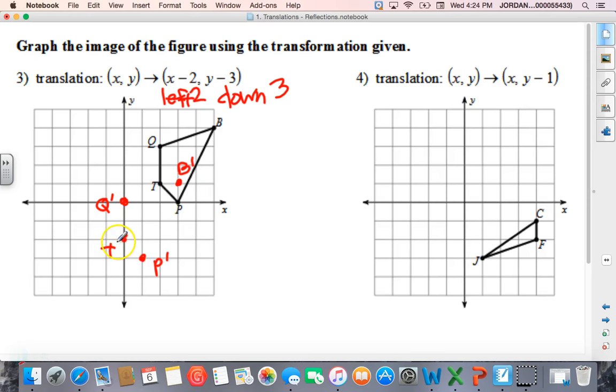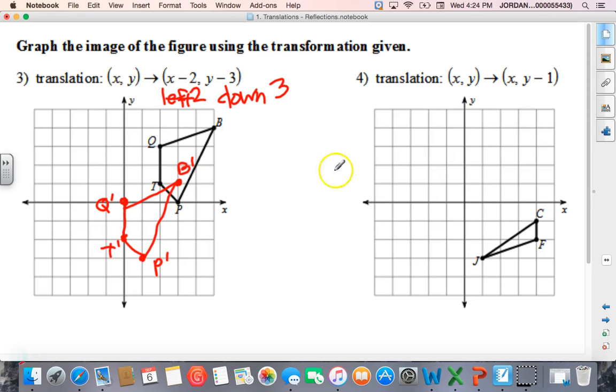T prime. And of course you want to connect these all together to make a nice shape, with curvy lines, because I apparently can't work real well on this thing, but you can make straight lines, I'm sure. But as you can see, this shape looks very similar to this shape if I could draw straight lines. So that's essentially how you're going to take a translation from the original using the rule to create the translated shape.